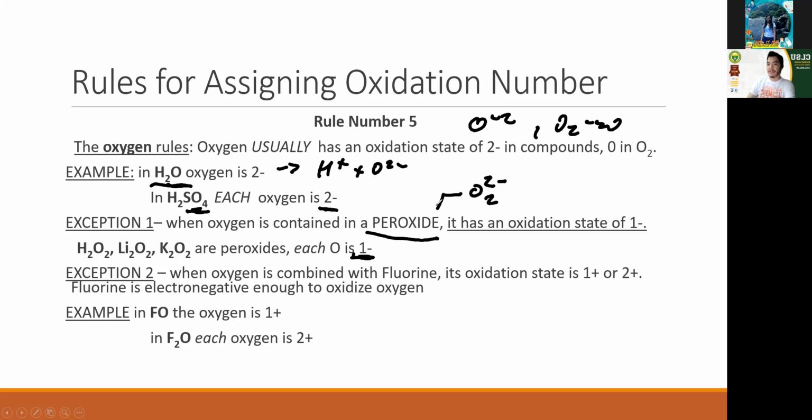And then, ang last example natin is kapag combine siya with fluorine. Kasi si fluorine, siya ang pinaka-electronegative element. So, ang tendency is kaya niyang i-oxidize si oxygen. So, kapag fluorine oxide, oxygen is +1. And then kapag F2O, ang oxygen natin is 2+. Yan yung mga exceptions kay oxygen. Pero usually, -2 si oxygen.